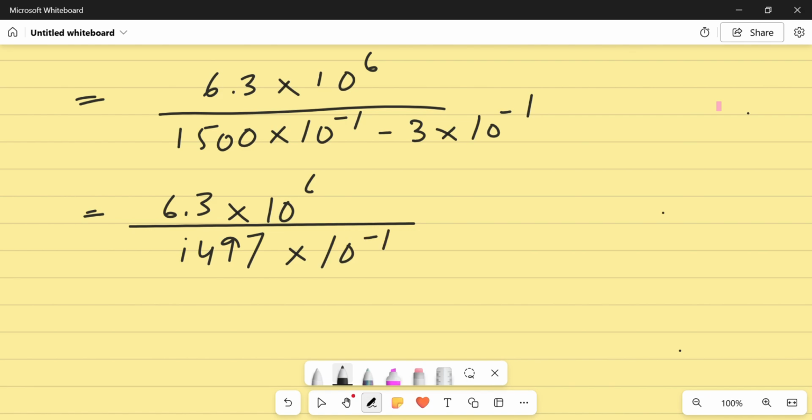Okay. So now when we divide 6.3 and 1490, we will get 0.0042, right? Multiplied by 10 to the 6. This minus will go up, it becomes plus 7. Okay? So 6 minus 1 gives you 7.